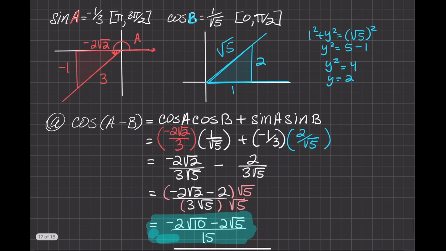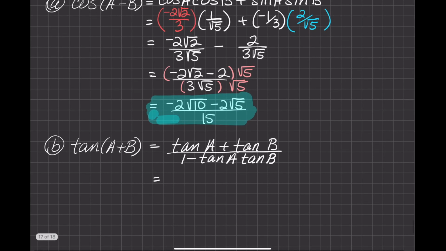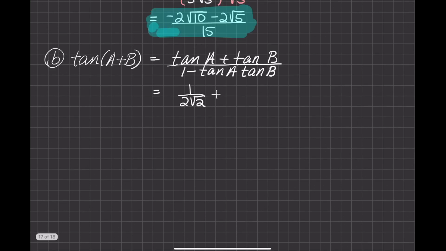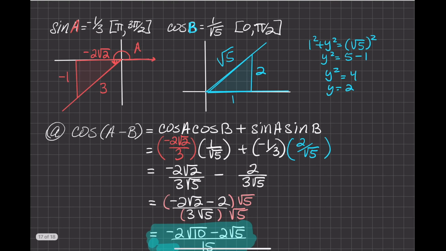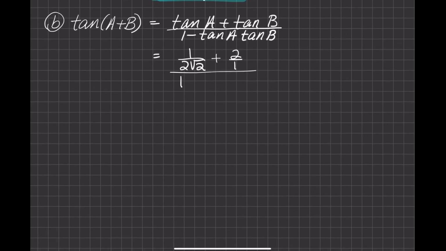The tangent of A is y over x, so we have 1 over 2 square root of 2 plus the tangent of B, which is going to be, again, y over x, so we're looking at 2 over 1, or just 2. And that's over 1 minus the tangent of A, which again is 1 over 2 square root of 2, times the tangent of B, which is equal to just simply 2.